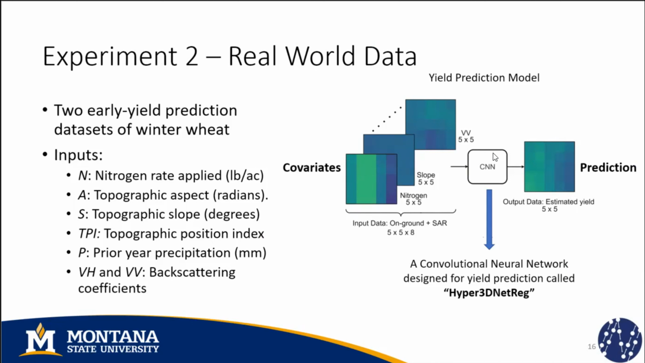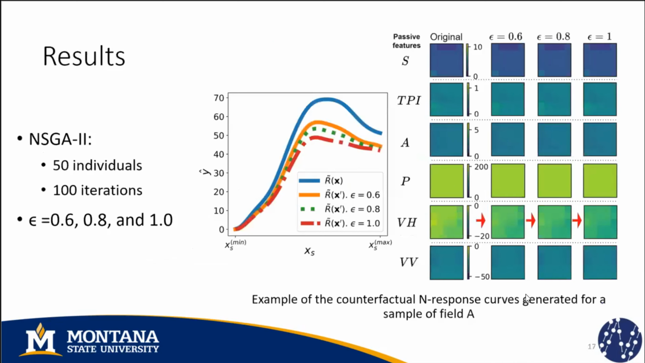So instead of using a feed-forward neural network, we used a convolutional neural network that is specifically designed for yield prediction, and is called Hyper-3DNet-REG. We presented it in a previous research.